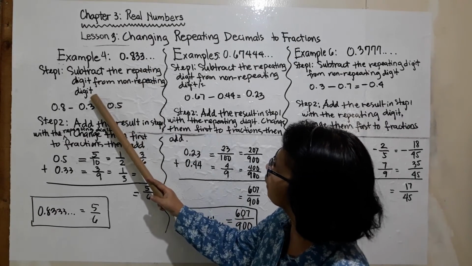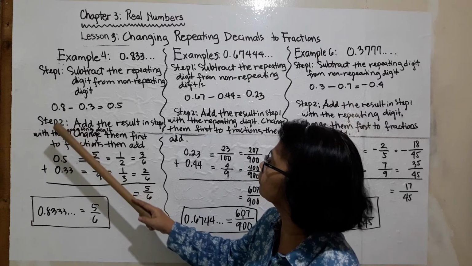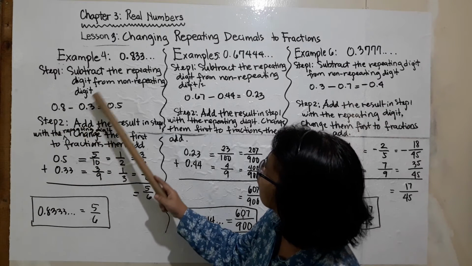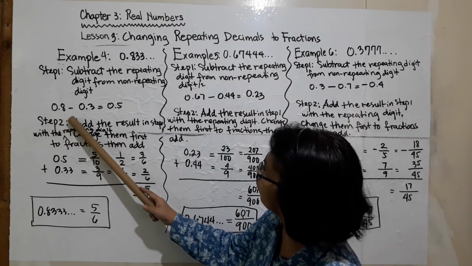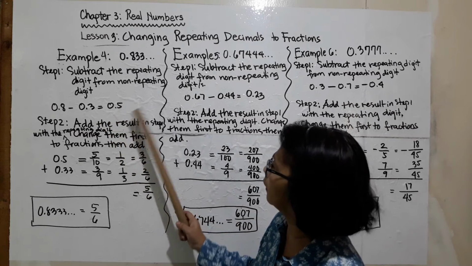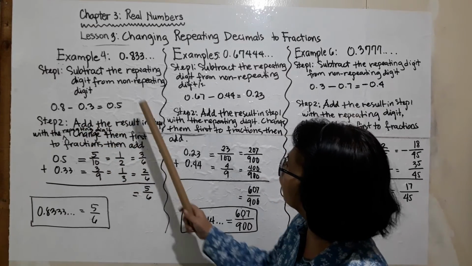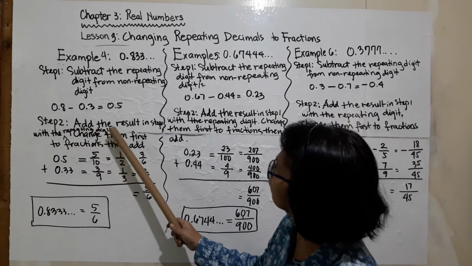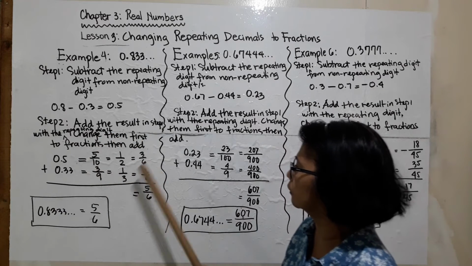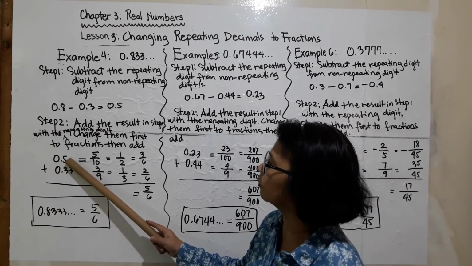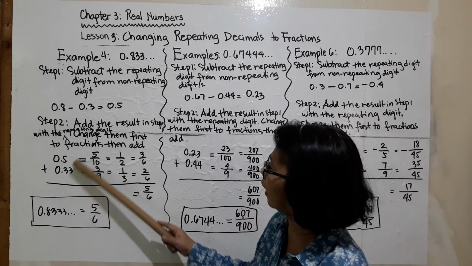Which one is the non-repeating digit? 0.8. So you write 0.8 minus the repeating digit, 0.3. So 0.8 minus 0.3 equals 0.5. Then, for step number 2, add the result in step number 1 with the repeating digit. Change them first to fractions, then add. So this is the result in step number 1 plus the repeating digit.